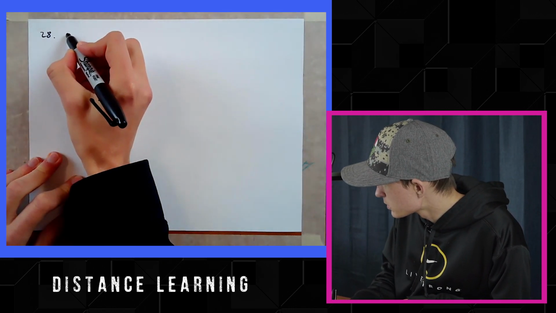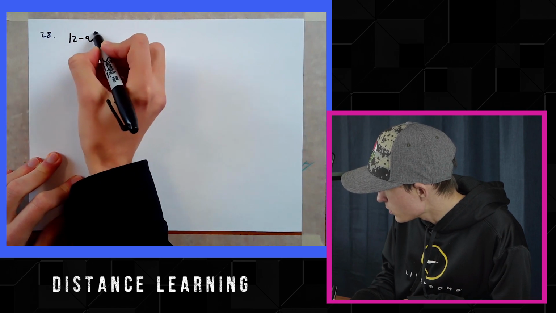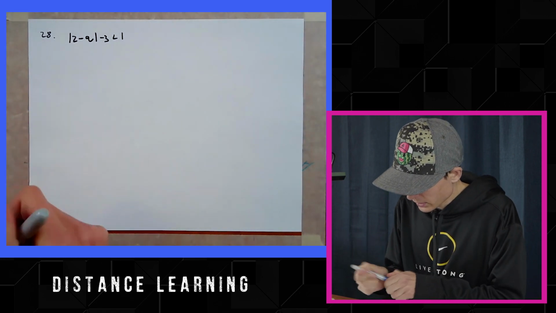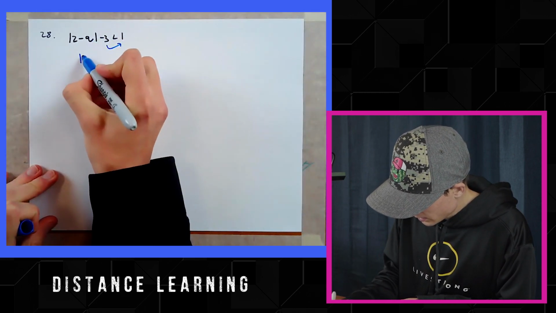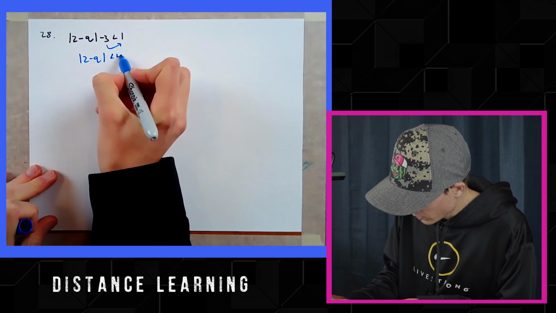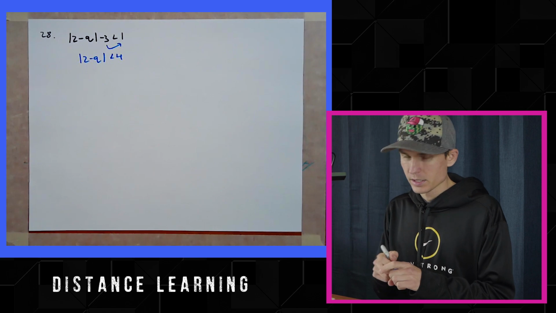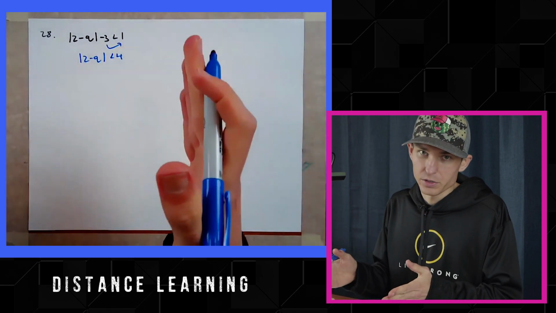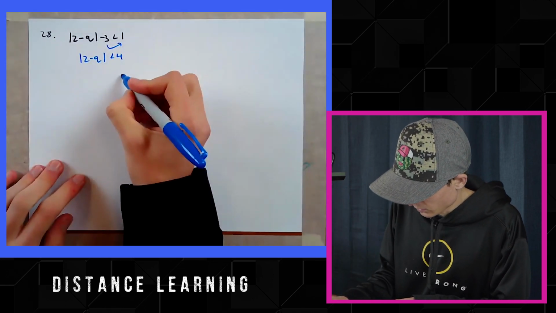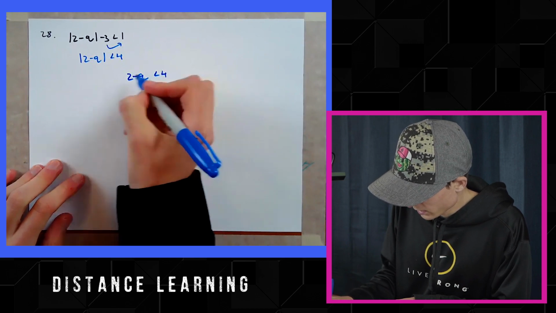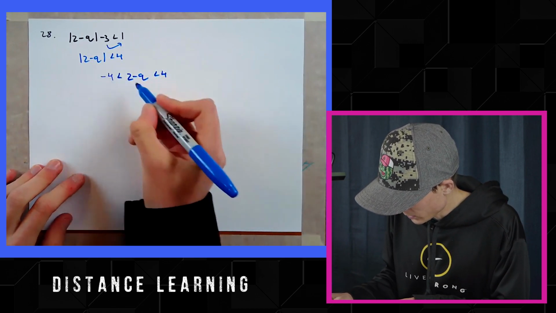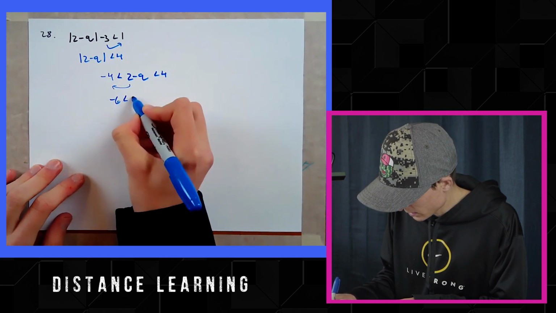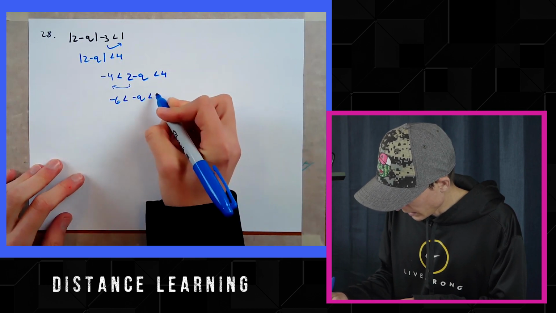Number 28. The absolute value of 2 minus Q, minus 3, less than 1. Like I said, you want the absolute value by itself first. So you're going to add 3. The absolute value of 2 minus Q is less than 4. Remember, less than, it's going to be a conjunction. You do not subtract 2, the absolute value is by itself already. Okay? So you're going to say 2 minus Q is less than 4 and greater than minus 4. You will subtract 2, so that's going to be a minus 6 and minus Q.